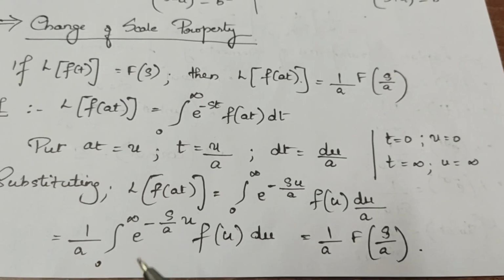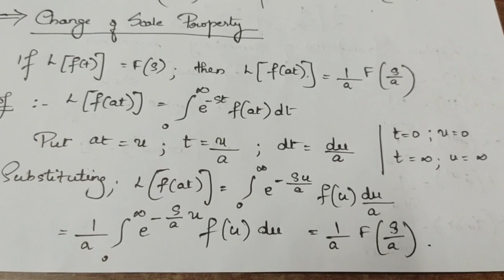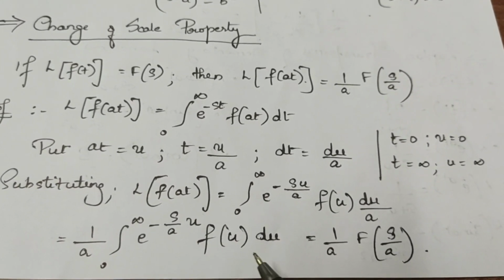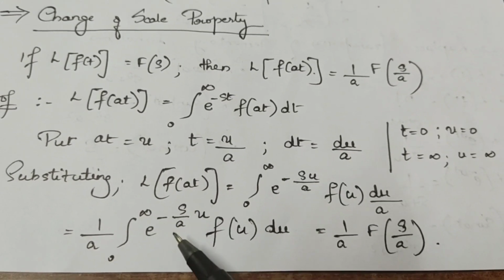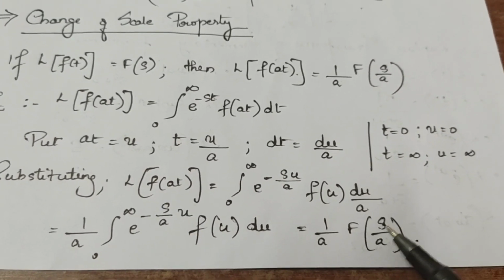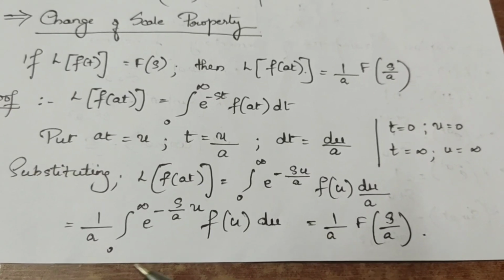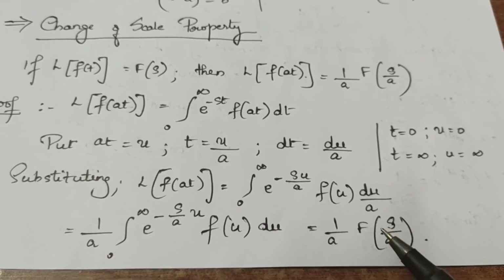We all know that integral 0 to infinity e raised to minus st f of t dt is F of s. Here in this formula we can see that it is similar to the formula I mentioned now, but the only difference is that instead of s we have s by a. So we can write F of s by a instead of F of s. So Laplace of f of at becomes 1 by a F of s by a.